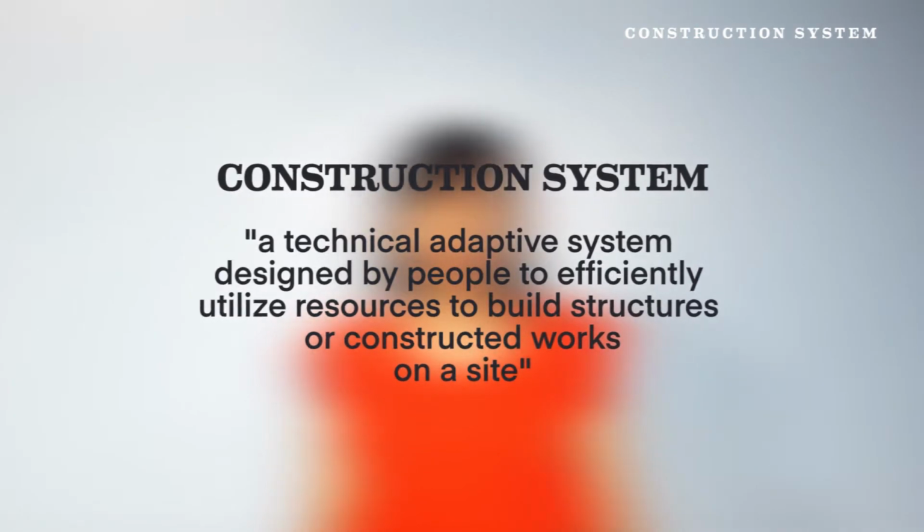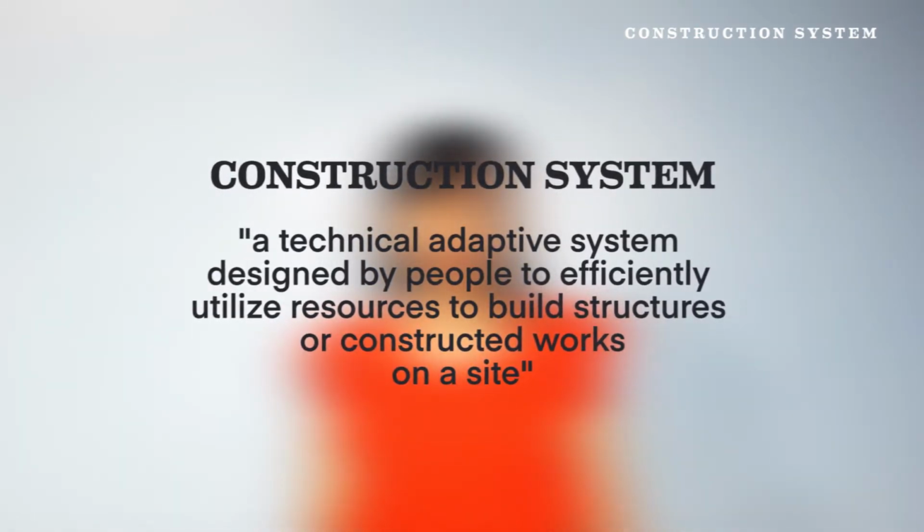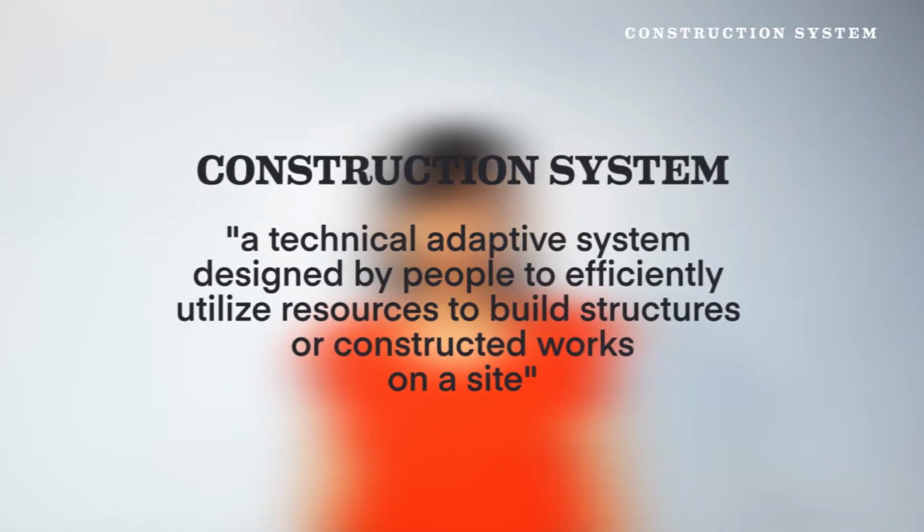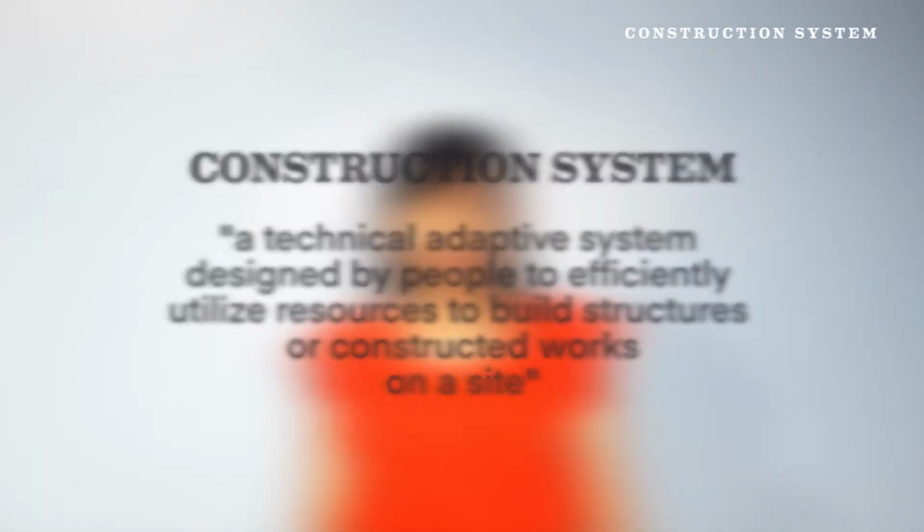Mill Industrial Arts Curriculum Theory publication defined construction system as a technical adaptive system designed by people to efficiently utilize resources to build structures or constructed works on a site. Constructed works are typically fixed on a site and are not moved.